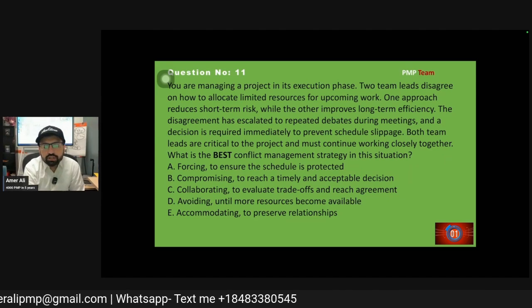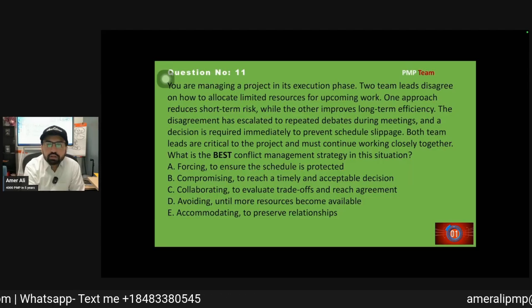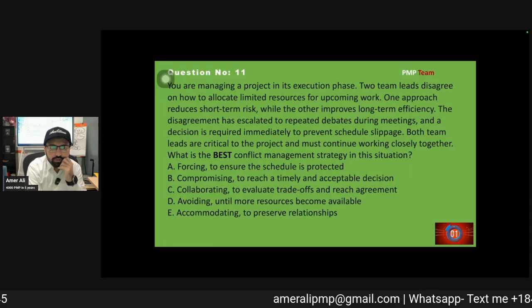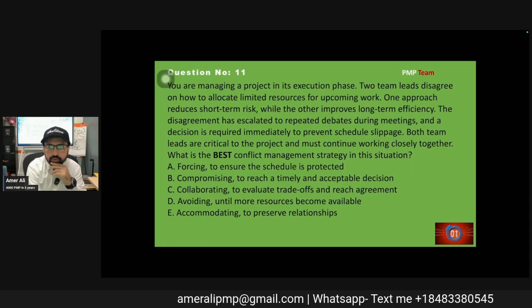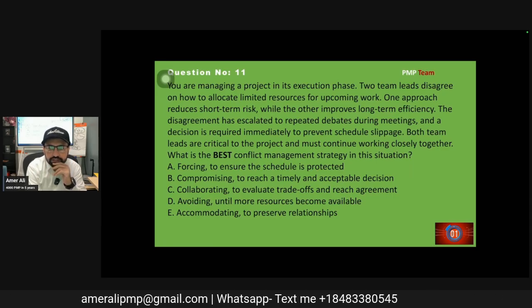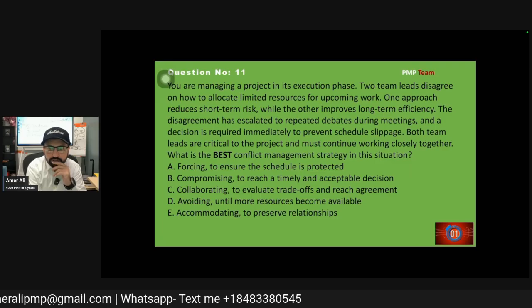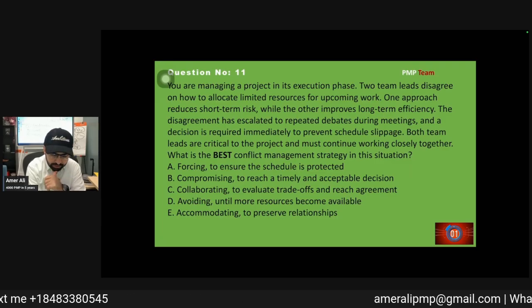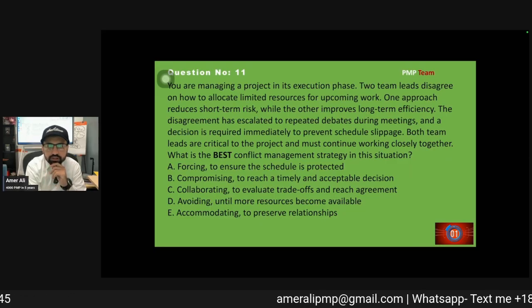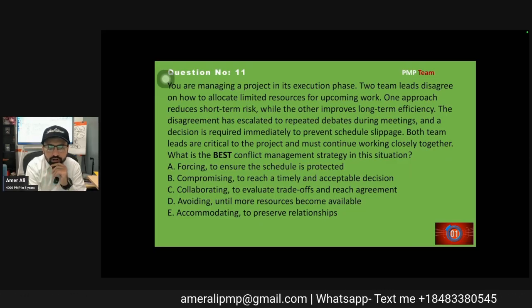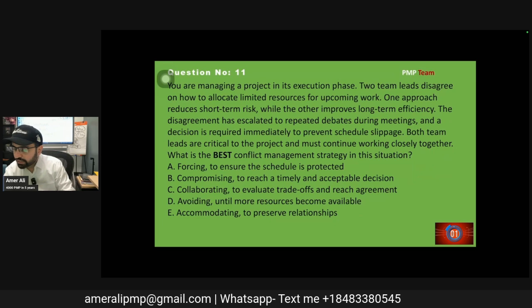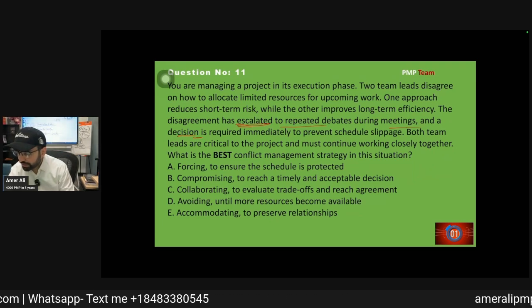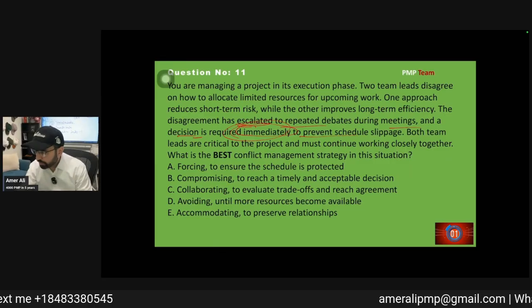Okay, you are managing a project. Two team leads disagree on how to allocate resources. One approach reduces short-term risk while the other improves long-term results. Both team leads are critical and the work must continue. What is the best conflict resolution approach? Compromise, collaborate, avoid, accommodate. You see, the disagreement has escalated to debates during meetings and a decision is required immediately to prevent schedule delay.